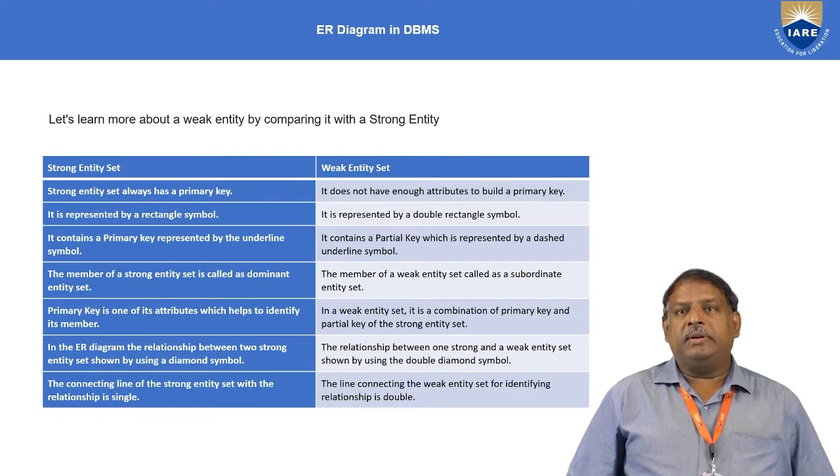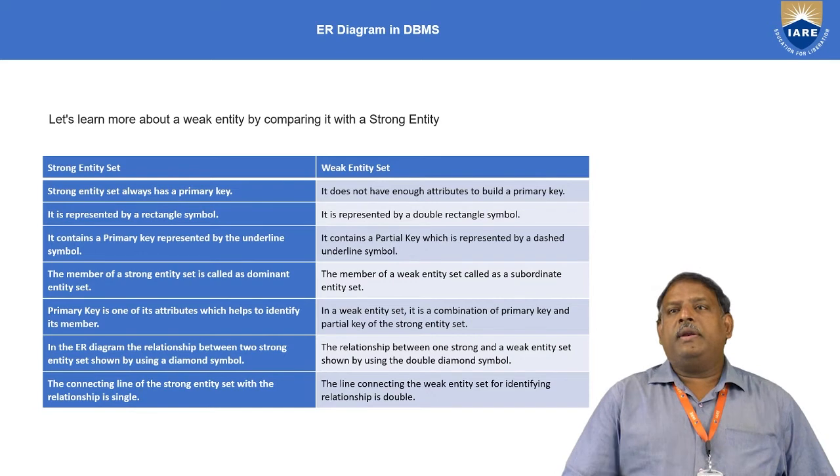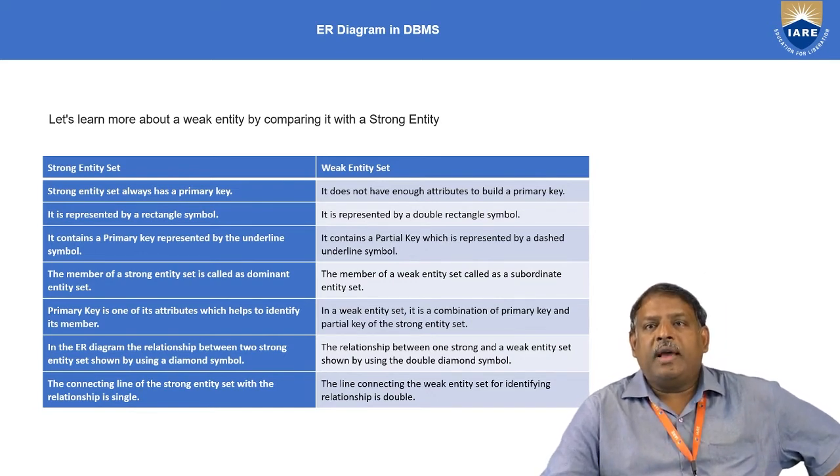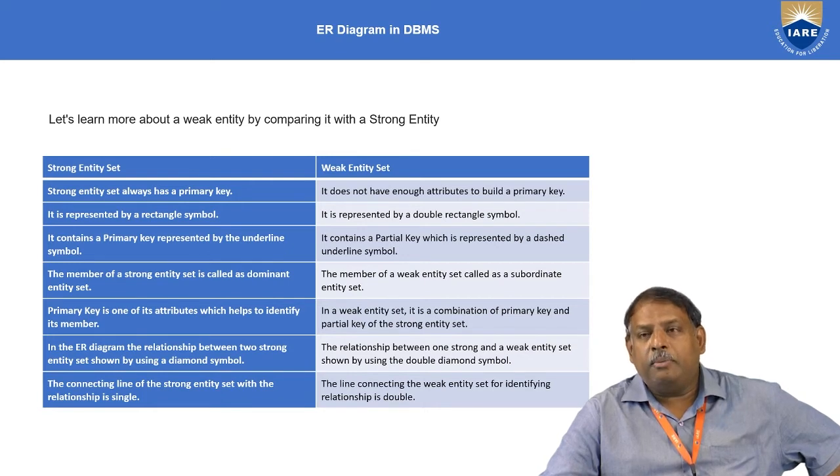Now let us learn about a weak entity by comparing it with a strong entity. Strong entity versus weak entity. A strong entity set always has a primary key. A weak entity set does not have enough attributes to build a primary key. There is no such key attribute available in the weak entity to make it a primary key.